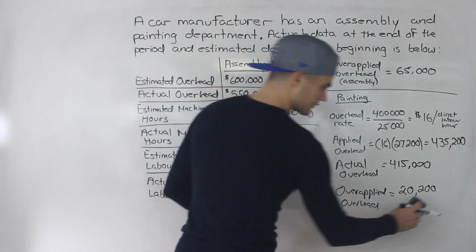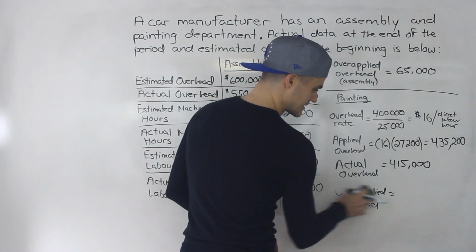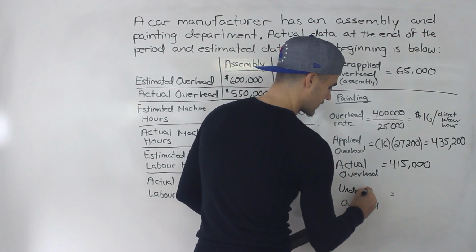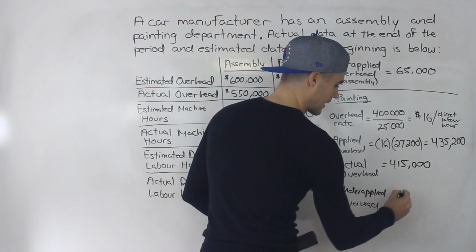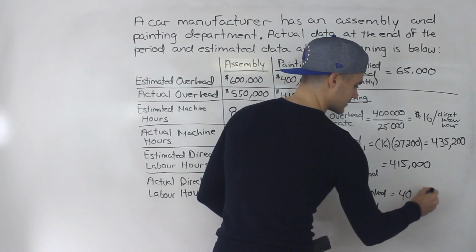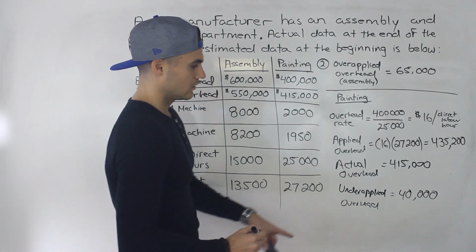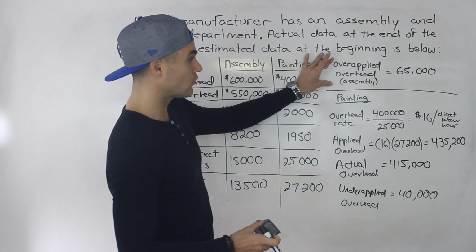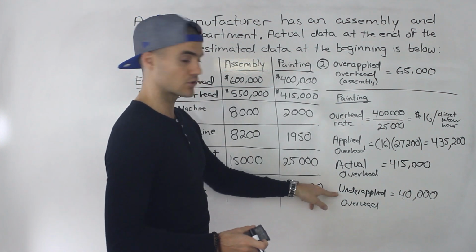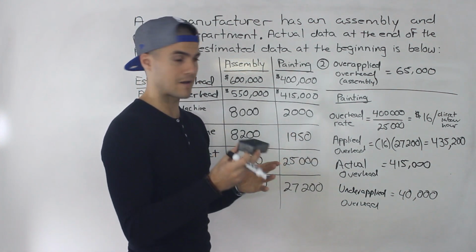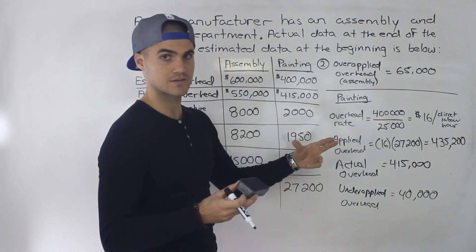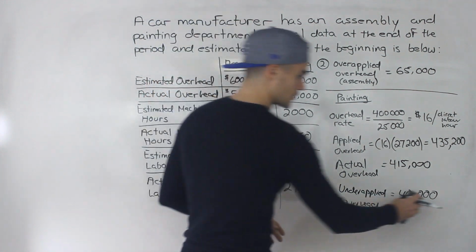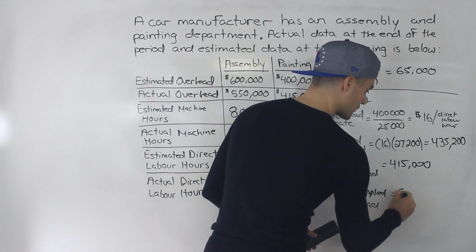But let's say, just as an example, that we got under applied overhead of 40,000 here. Let's just pretend. When you net these out now, notice that there's over-applied overhead of $65,000 and under-applied of $40,000. So when you net them out, there's still going to be $25,000 left of over-applied for the plant as a whole, right? Let's say the under-applied overhead was $80,000.